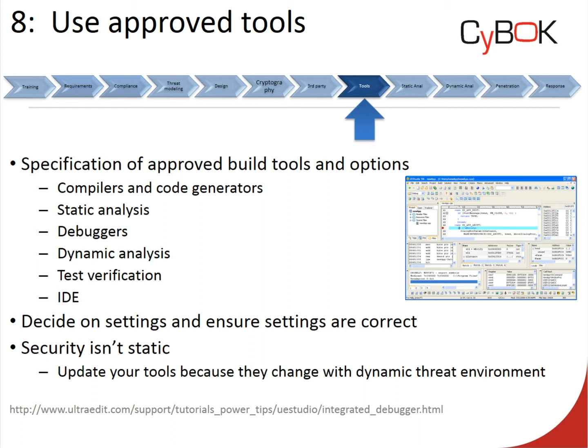Next step is use approved tools. So an organization should have an approved set of compilers. We'll talk about static analysis, debuggers, dynamic analysis, the IDE, and so the team should have approved tools. Those tools should have settings that are set so that it's as secure as possible, and you also are always looking at, are these the right tools, or do we need to change our settings?